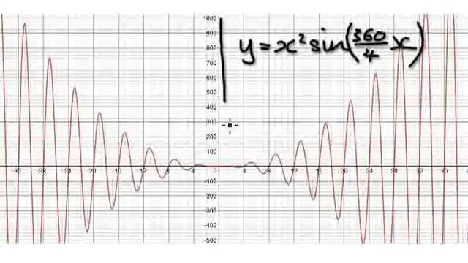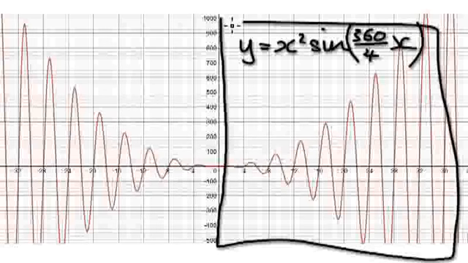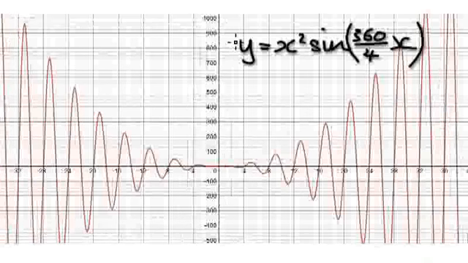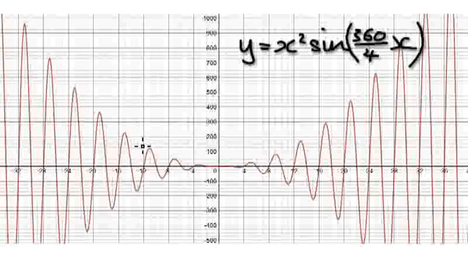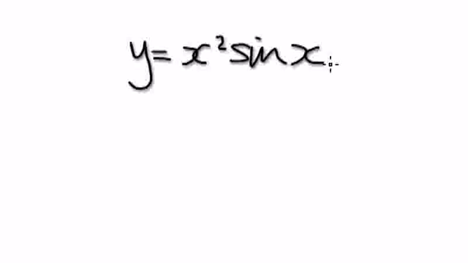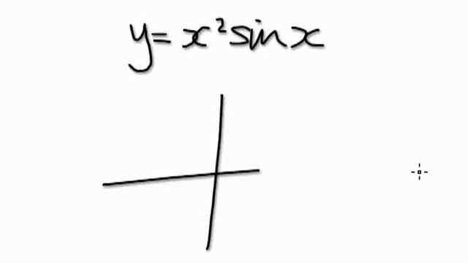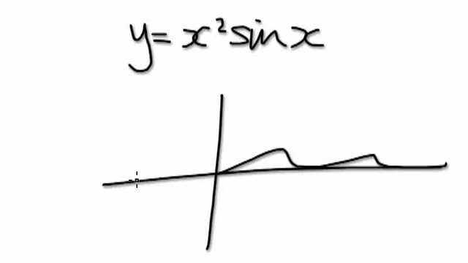In the previous video, we looked at the positive side. Now we're going to look at the negative side. See what happens when we try and plot y equals x squared sine of x, but on the negative side.